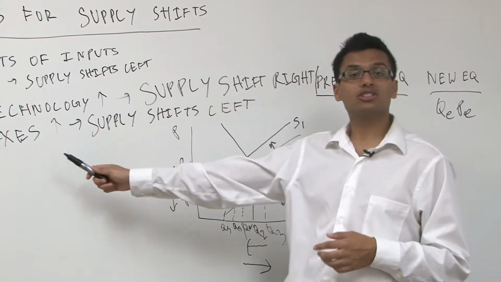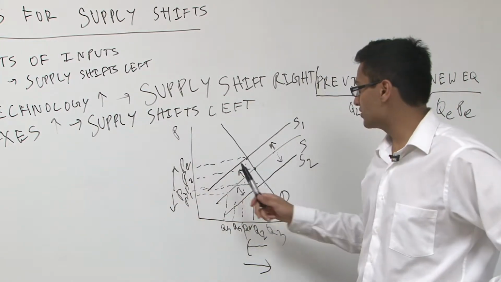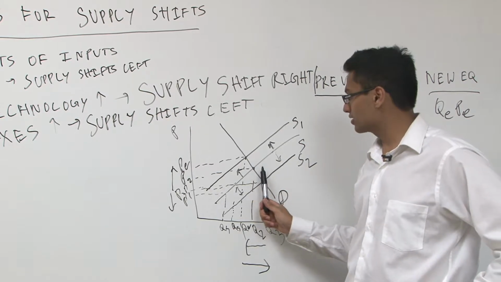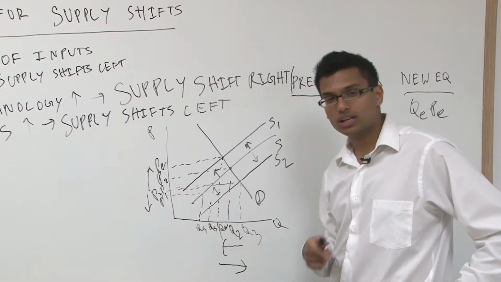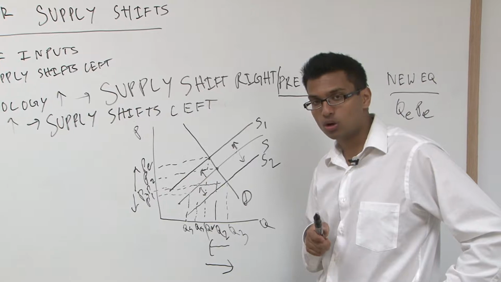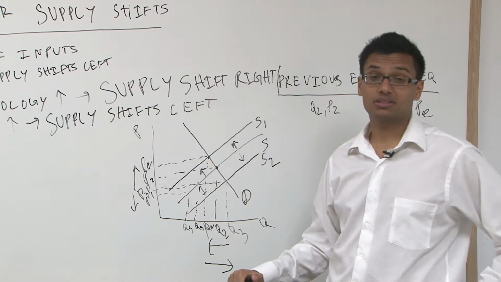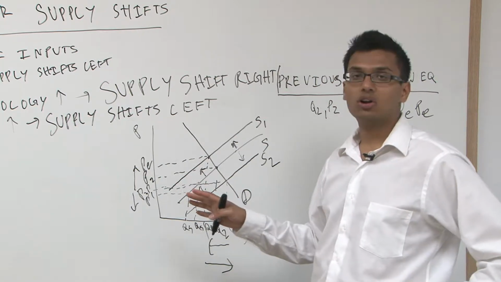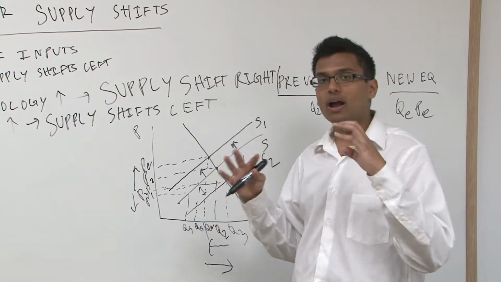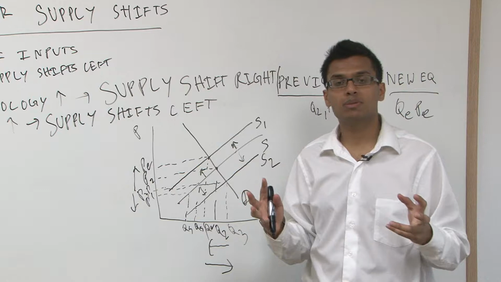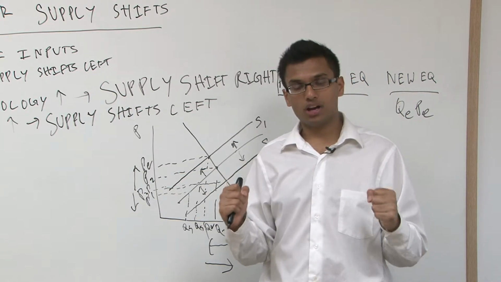So if my taxes go up, what's going to happen is if I have my original supply line, it's going to shift left. So can you imagine what happens? Prices go up, right? And my quantity goes to the left, all right? So taxes are kind of like cost of inputs as well. So, I want you all to kind of relate to these things because it's important. You can get a more understanding that way.